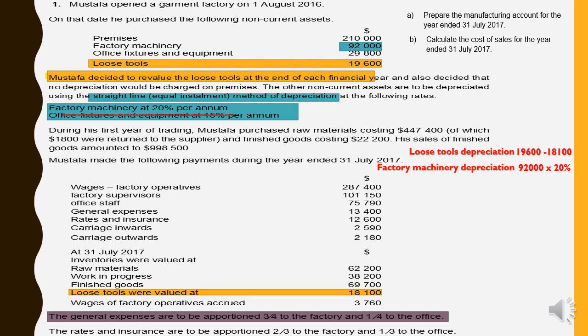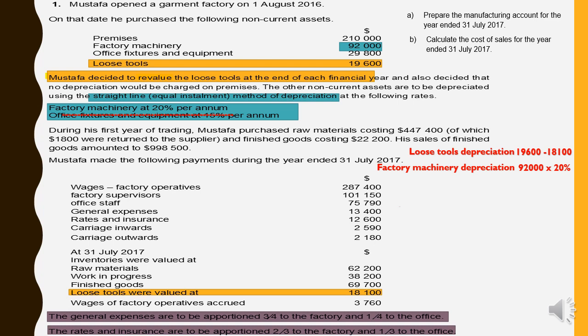Can you see the general expenses are to be apportioned 3/4 to the factory, 1/4 to the office, and the rates and insurance to be apportioned 2/3 to the factory, 1/3 to the office. For the office I don't care because we are not going to do the income statement. If the question asks you to do the income statement, then we need to calculate the office as well. But now our focus is only on the factory.